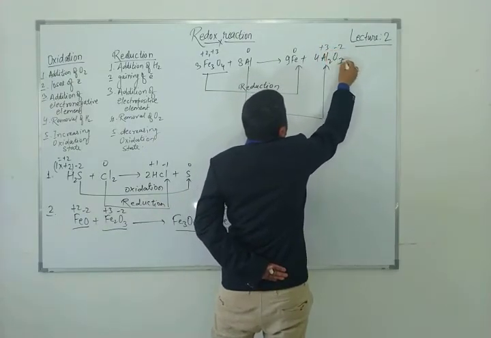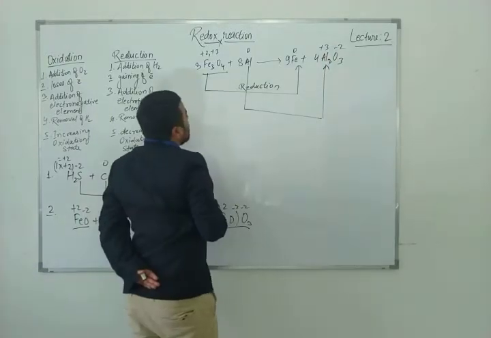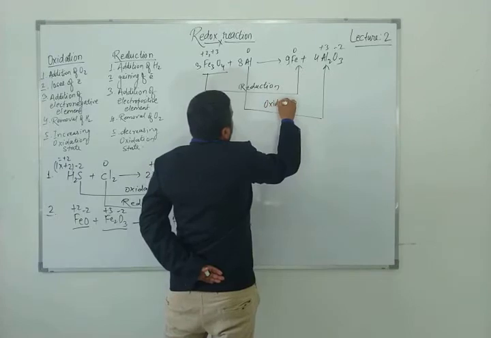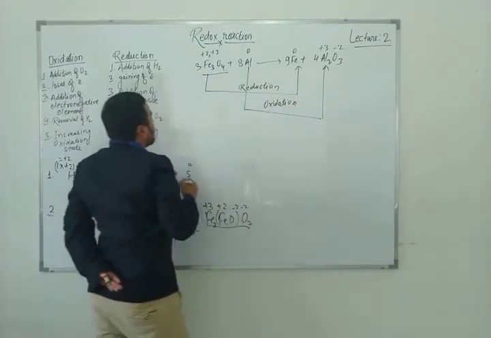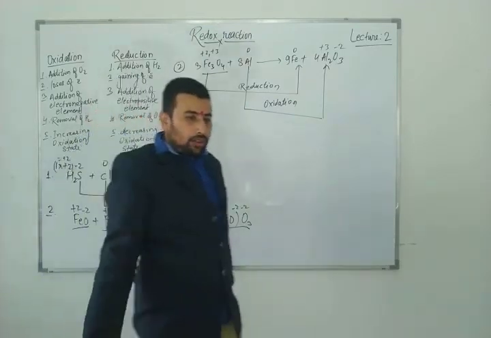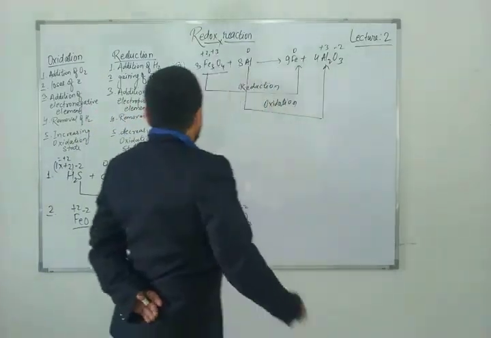+3 times 2 is +6 and -2 times 3 is -6. So here you can say that this is increasing, so it is oxidation. So you can say this reaction is a redox reaction. And the third question of the NCERT is about sodium plus hydrogen.